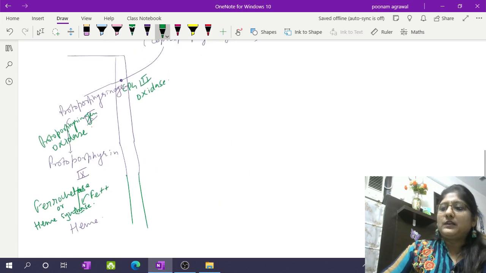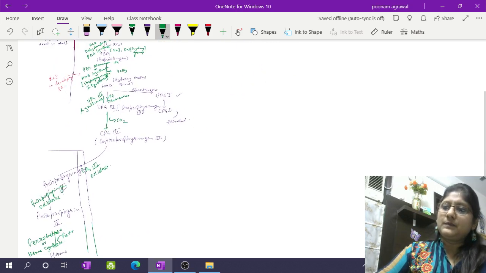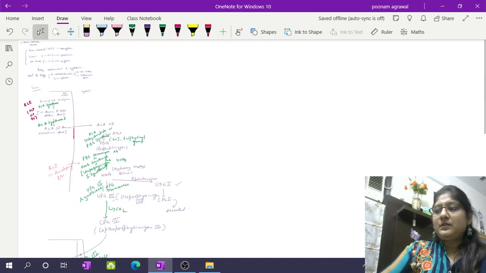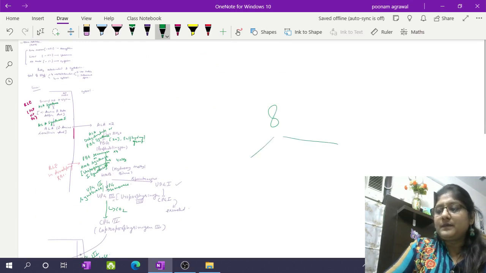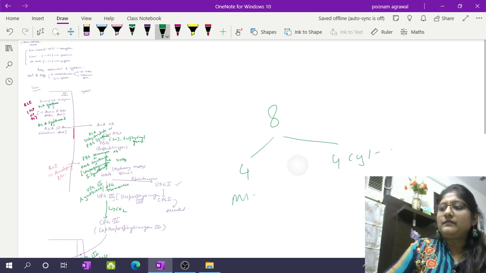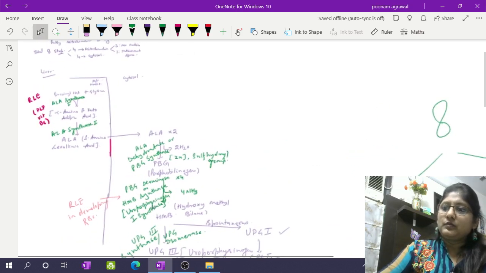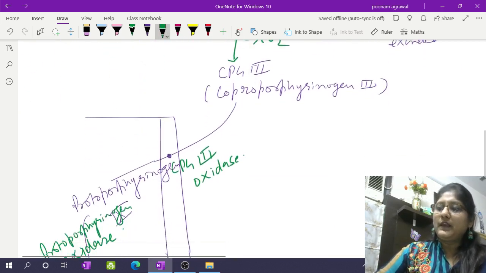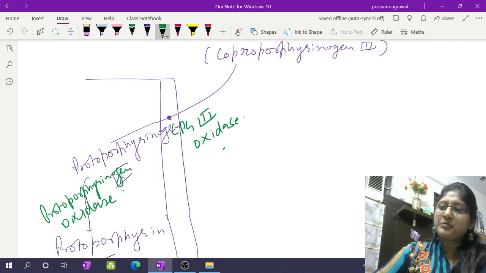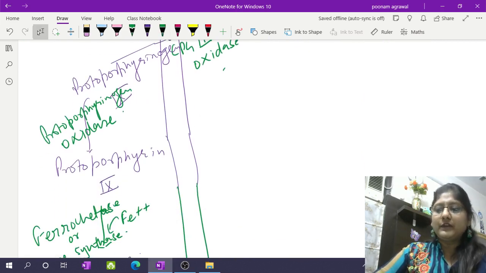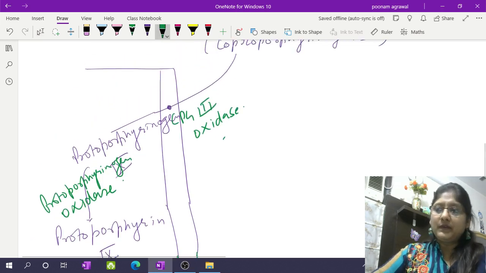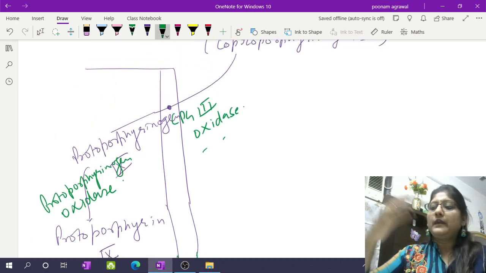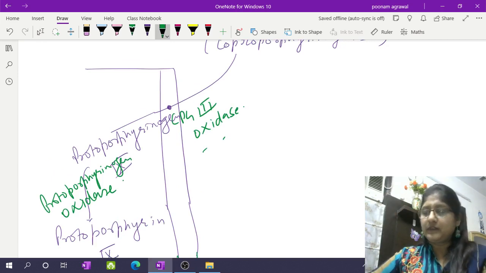So if I just summarize the steps, there are a total of 8 steps. Out of 8 steps, 4 are mitochondrial, 4 are cytosolic. Let's see which 4 are mitochondrial. ALA synthase 1, we count it as 1, then we have CPG oxidase, then protoporphyrinogen oxidase, then ferrochelatase. These are the 4 enzymes which are mitochondrial. One is intermembranous out of these 4, as I have told you, and the rest 3 are mitochondrial matrix enzymes.